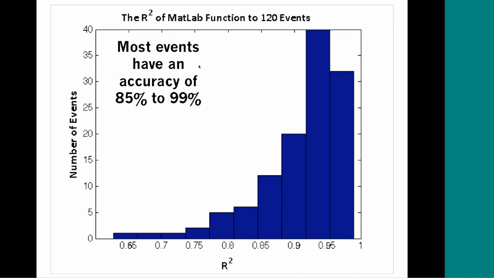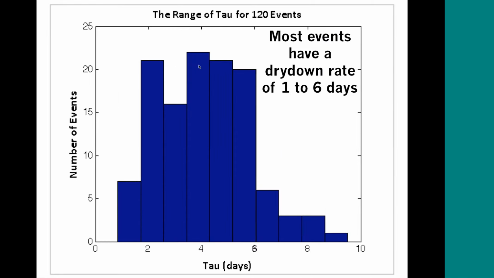So you have number of events on the left and the accuracy on the bottom. As you can tell from this histogram, most of the events have an accuracy of 85 to 99%, which means that from the 120 events, most of the data fits the model extremely well. And from this histogram, we have number of events on the left, and we have tau days on the bottom. And you can tell from this histogram that most of the events have a dry down of about 1 to 6 days.